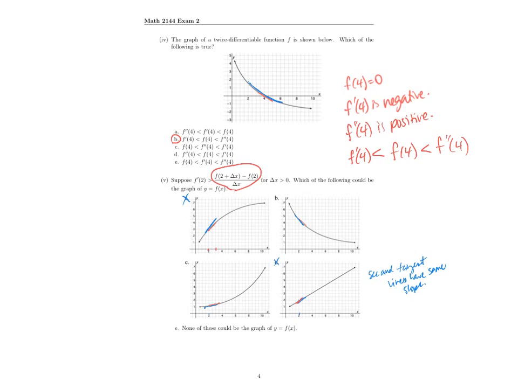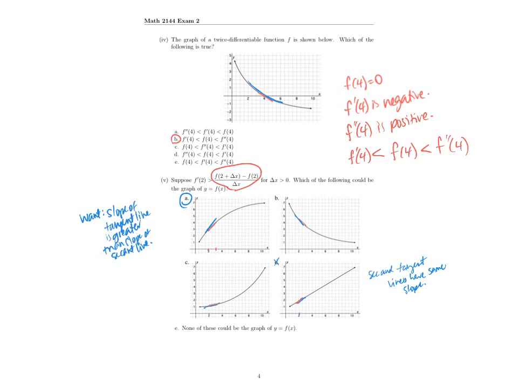Oh, hang on, which way did it go here? Let's see here. For this, what I want is the slope of the tangent line to be greater than the slope of a secant line. And if I look at this one, it looks like the tangent line is steeper than the secant line. They're both positive slopes, so actually A would work.